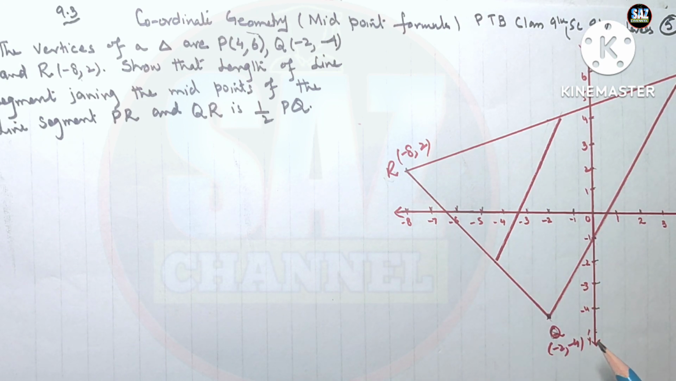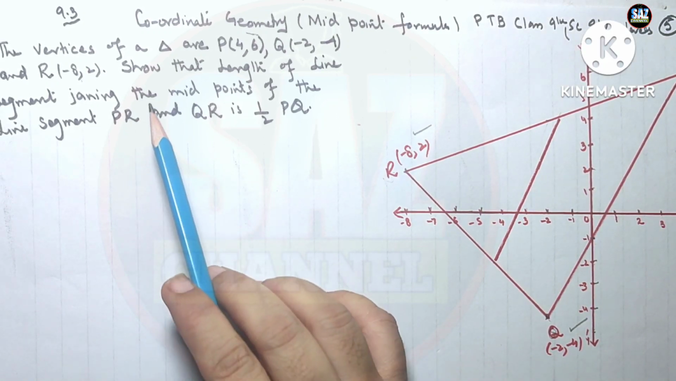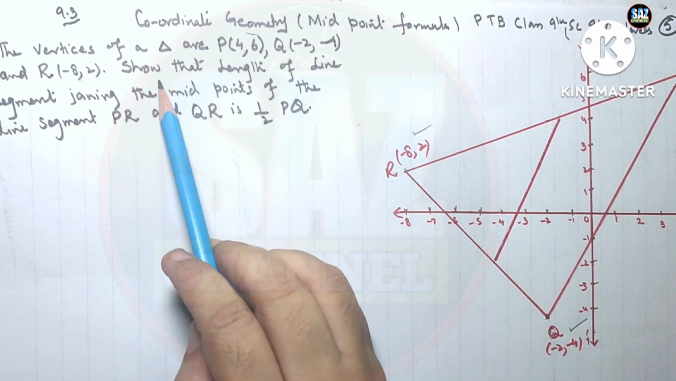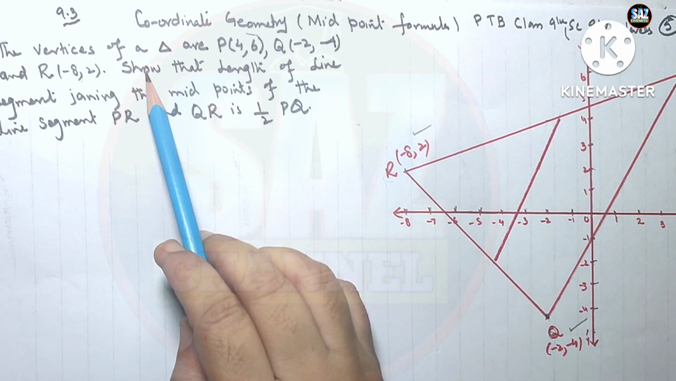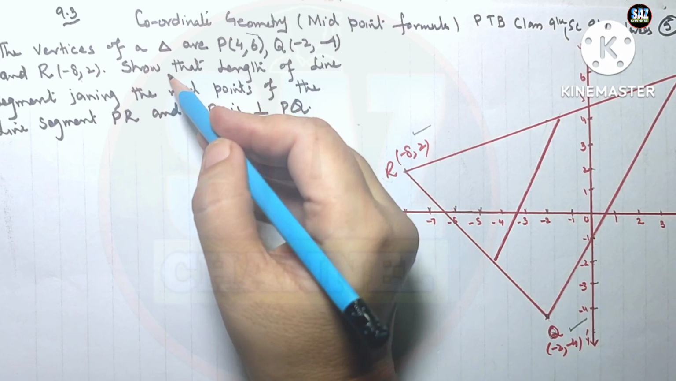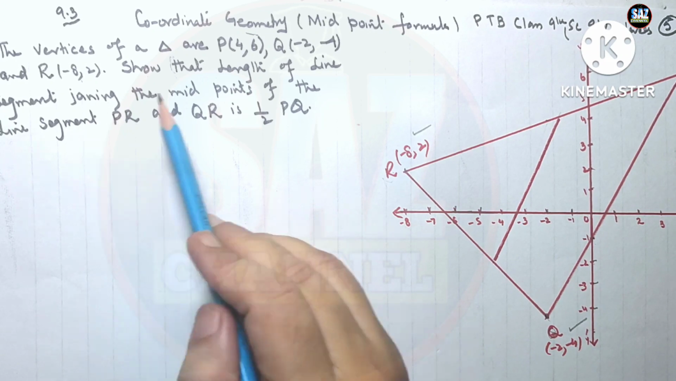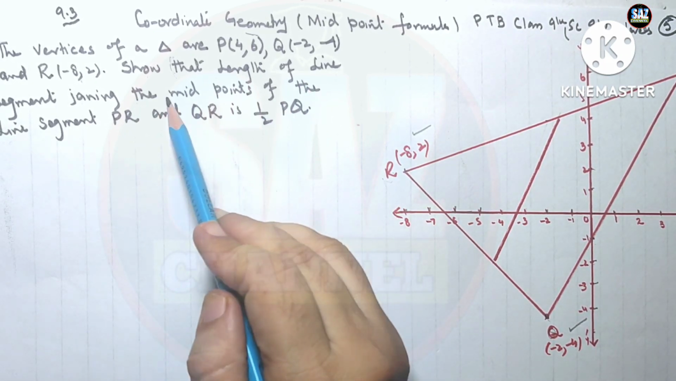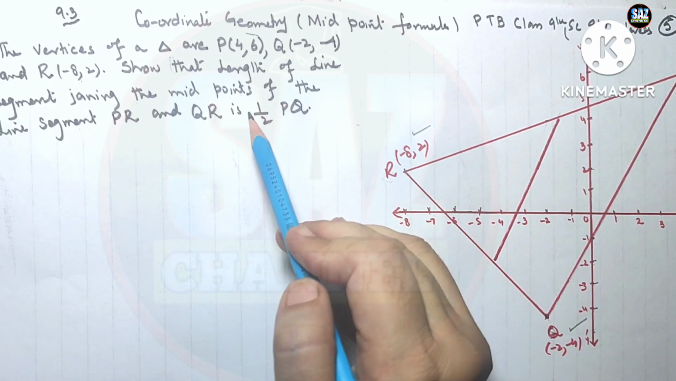We have a triangle which has vertices P(4, 6), Q(-2, -4), and R(-8, 2). We have to show the expression, the part of the question that begins after the words find, what, how, show, and prove. That is the requirement of the question. The statement that begins after the word show is the length of the line segment joining the midpoints of the line segments PR and QR is half PQ.